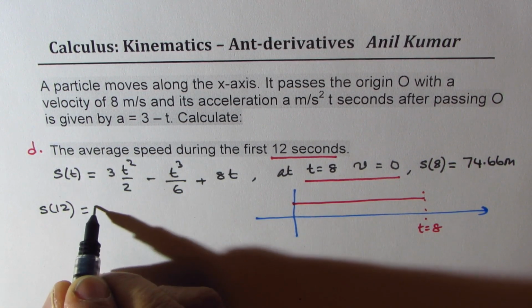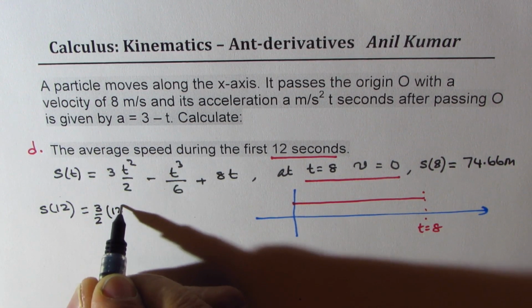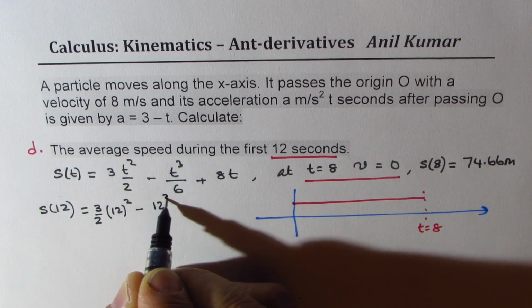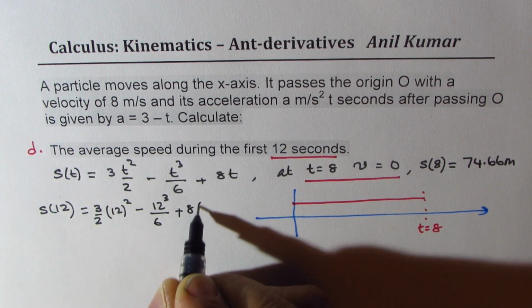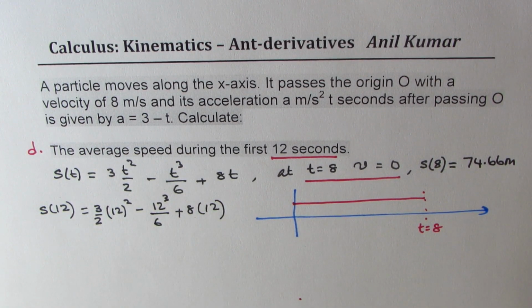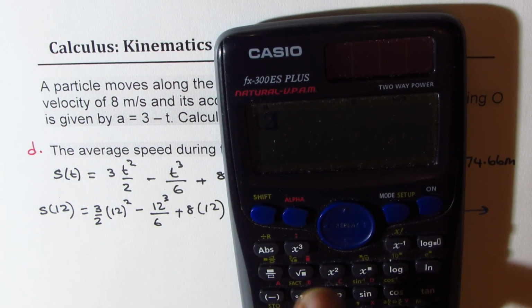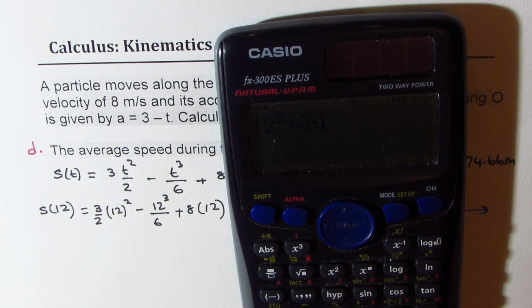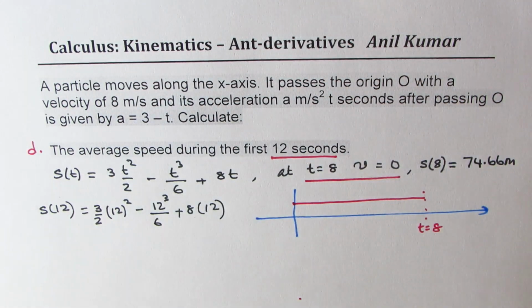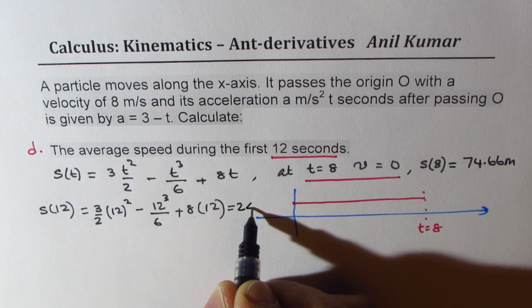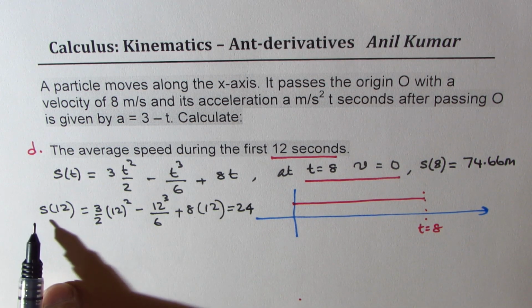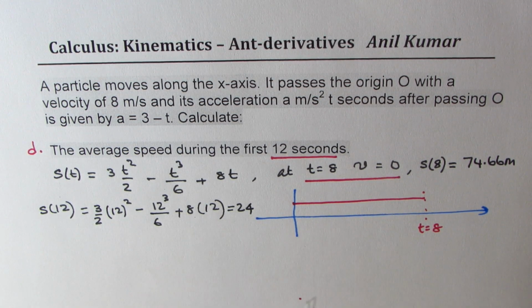So if I substitute 12 here, I get 3 over 2, 12 square, minus 12 cube over 6 plus 8 times 12. So let's calculate this value now. So we have 12 square times 3 divided by 2 minus 12 cube divided by 6 plus 8 times 12. That gives you 24. So this value is 24. So displacement at t equals 12 is 24 from the origin. All this is from origin.